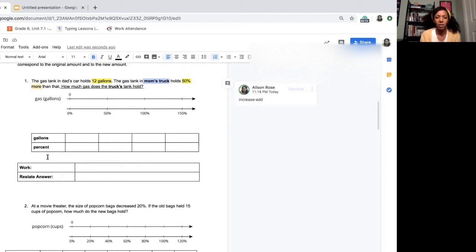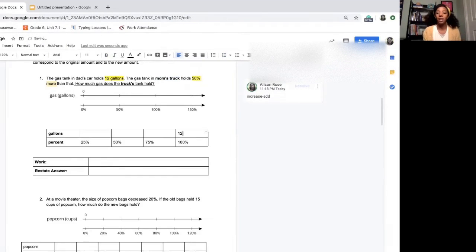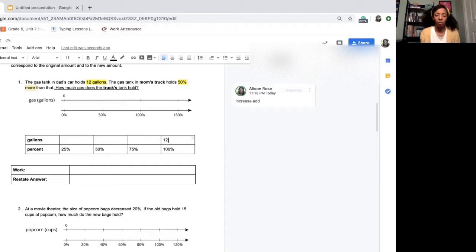So we can start with our percent. I know that Mom's truck holds 50%. So I'm going to count by 25s. So here I have 25%. Our whole pie is represented by the number 12. Our whole can always change, and it depends on the problem. As we look at each problem, we'll see how the whole is changing. So if I have 12 gallons, what would half of 12, or 50%, be? 6. So I could fill this in: 50% is going to be 6 gallons.